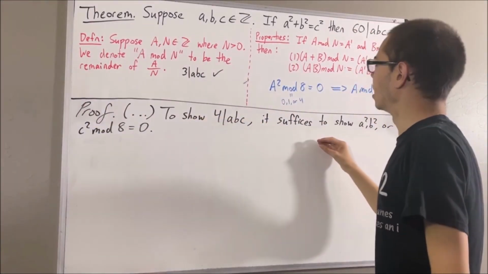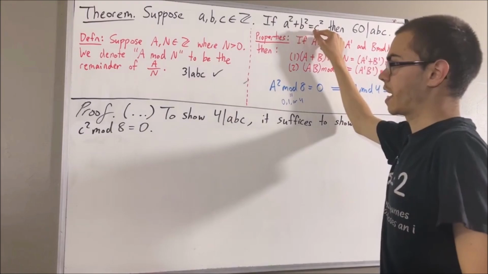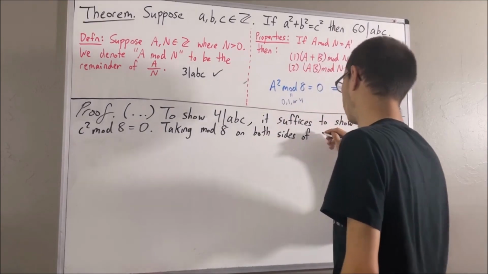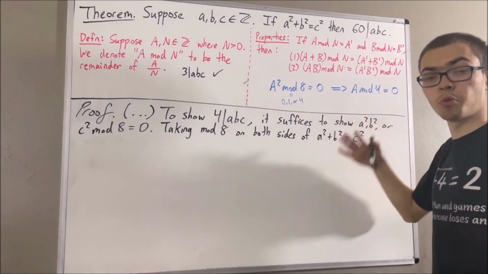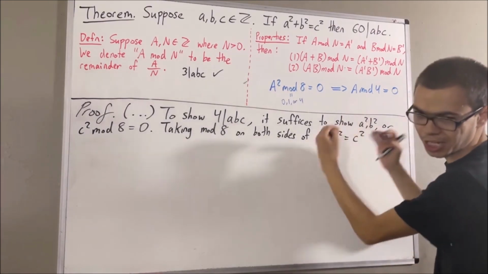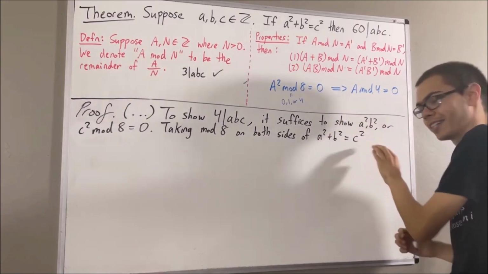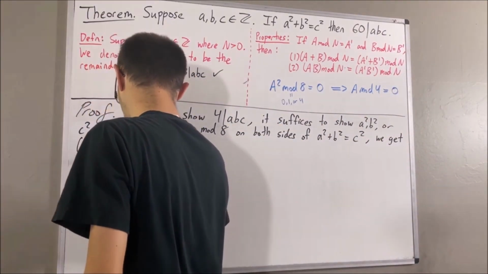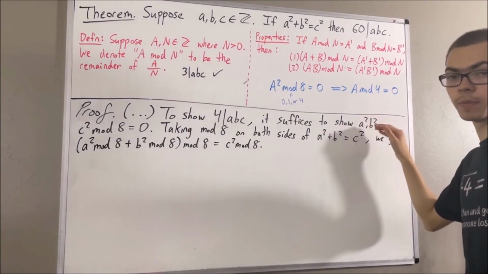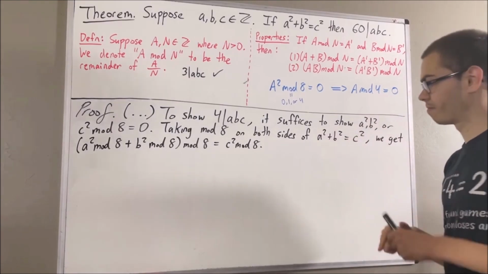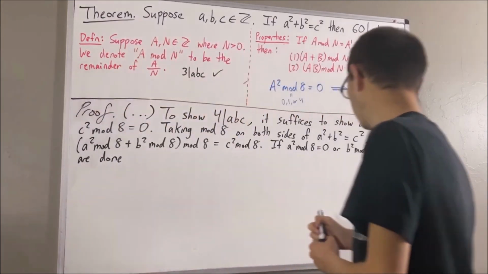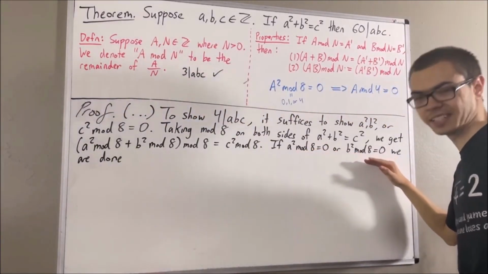Going back to our proof, let's take this equation and mod 8 both sides. Similar to what we did in the previous paragraph, we're going to get a squared mod 8 plus b squared mod 8, the entire thing mod 8, equal to c squared mod 8. If a squared mod 8 or b squared mod 8 is equal to 0, then we're done. So, let's suppose that this is not the case.